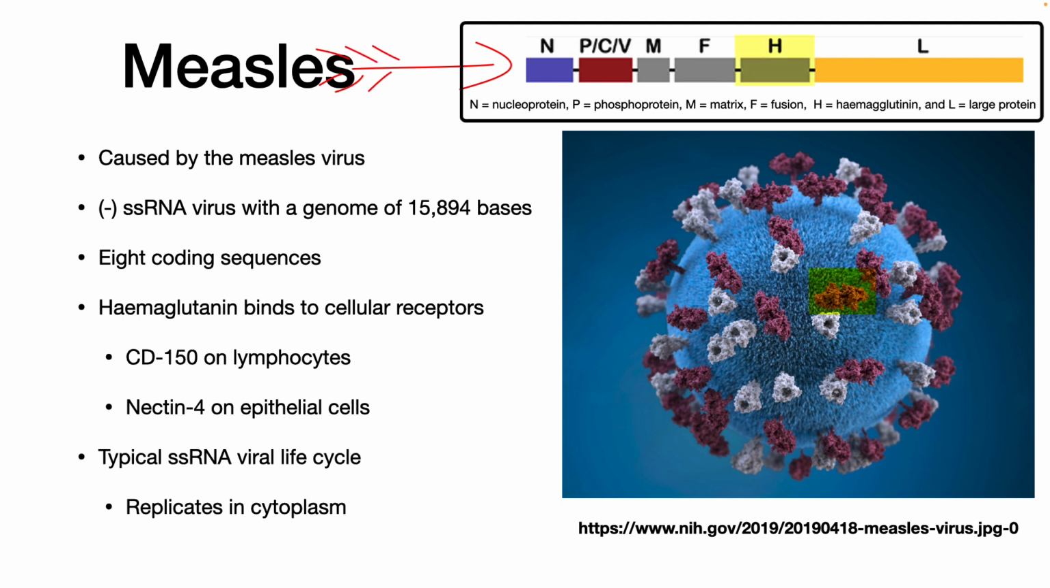The hemagglutinin sequence is the one that attaches to cells and recognizes them. It binds the cellular receptor CD150 that's found on many lymphocytes, or Nectin-4 found on many epithelial cells. Thus, measles will infect a significant number of cells in the body.